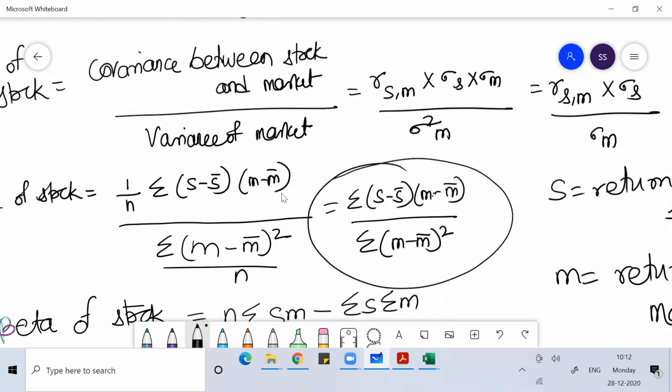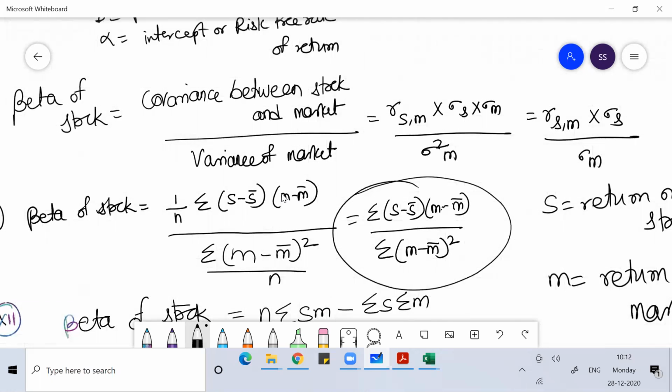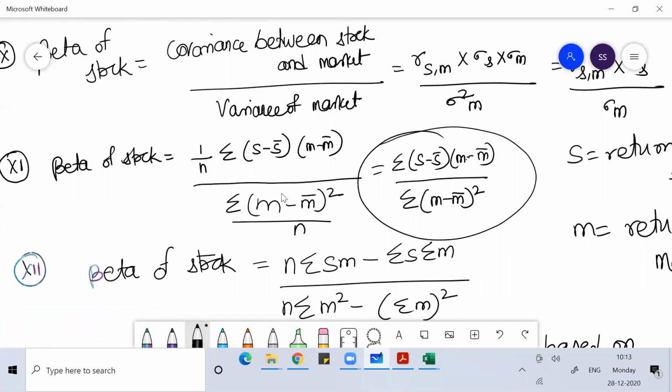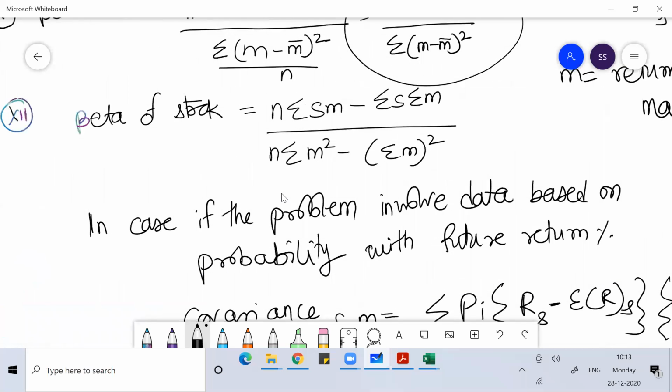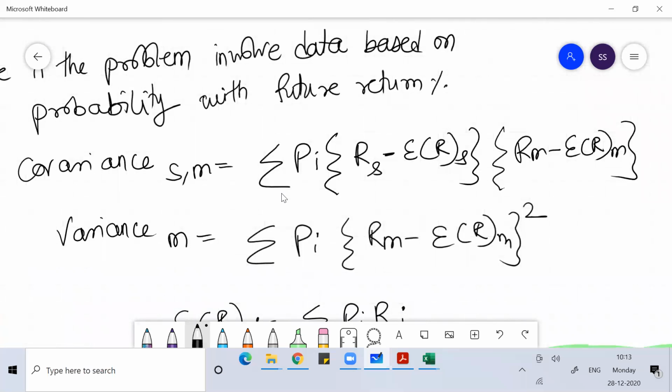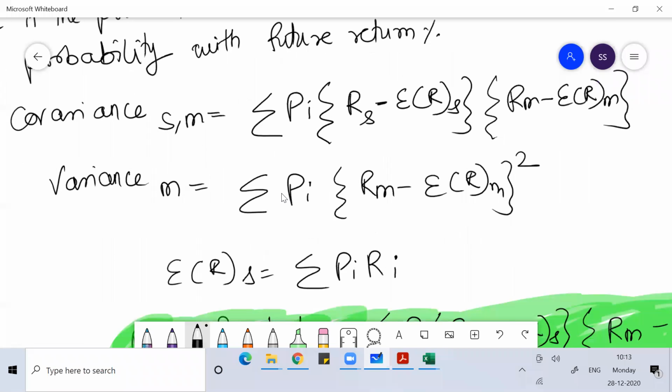Otherwise, statistically, you can calculate the beta with these formulas, where S represents the return on stock and M represents the return on market. S bar means average return on stock, and M bar is the average return on the market. If you get a problem based on probability, then this would be the formula of covariance between stock and market, where ER means the expected return of a stock, which is nothing but the summation of PI into RI.